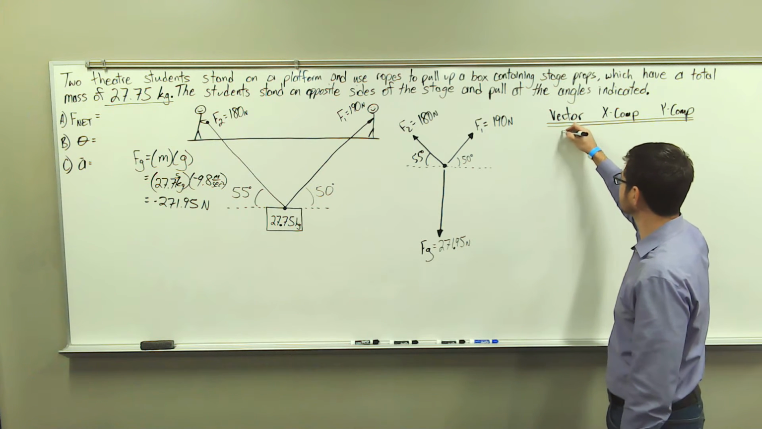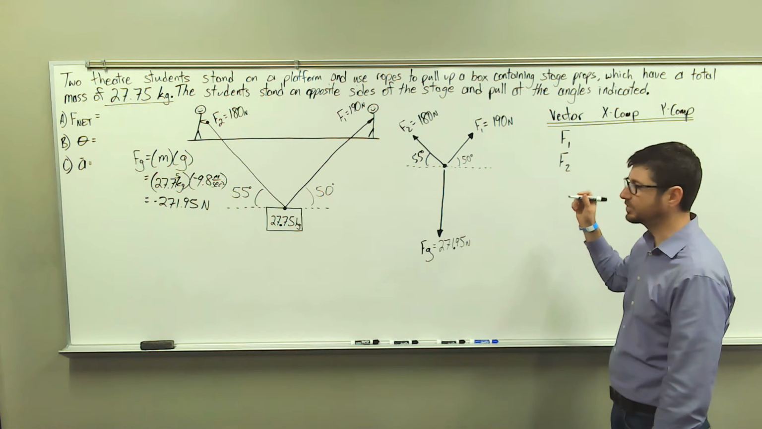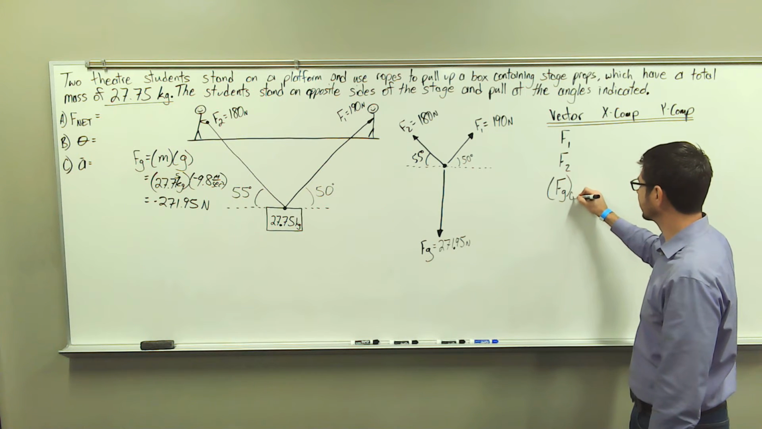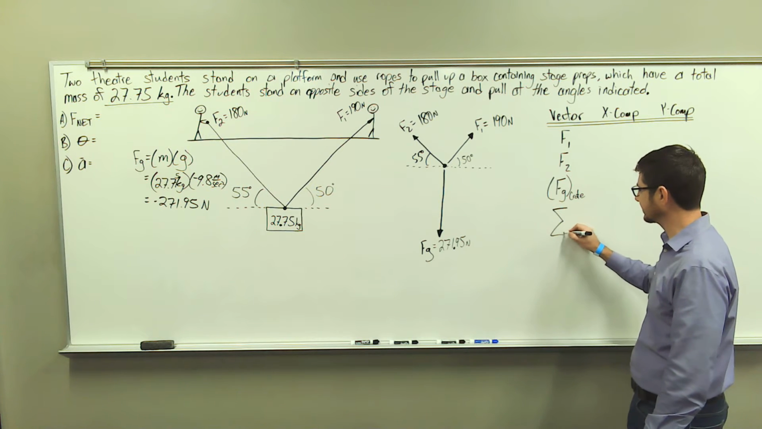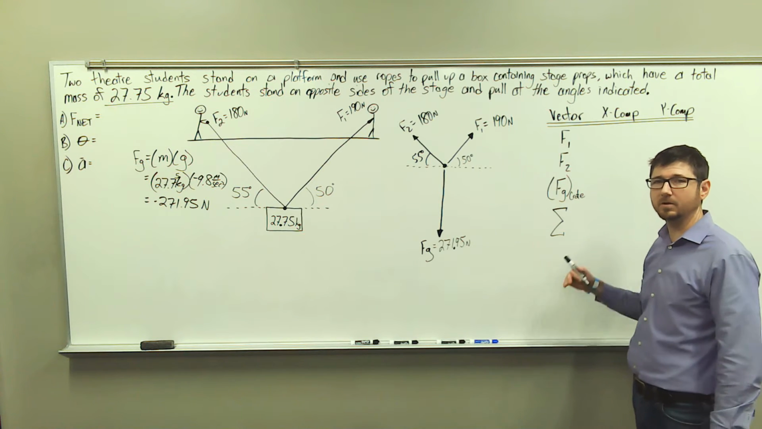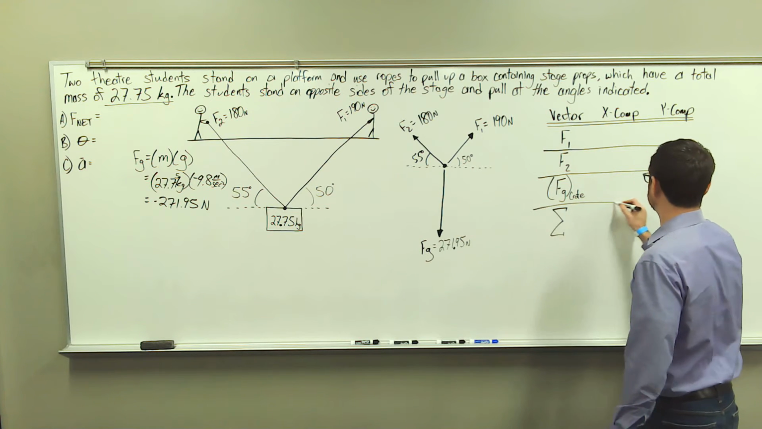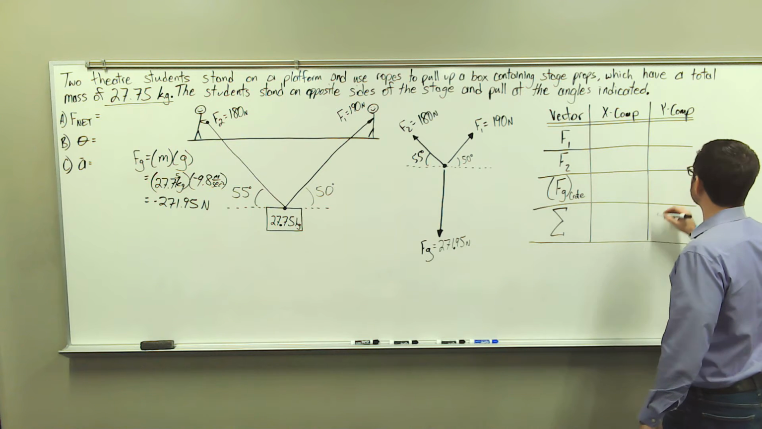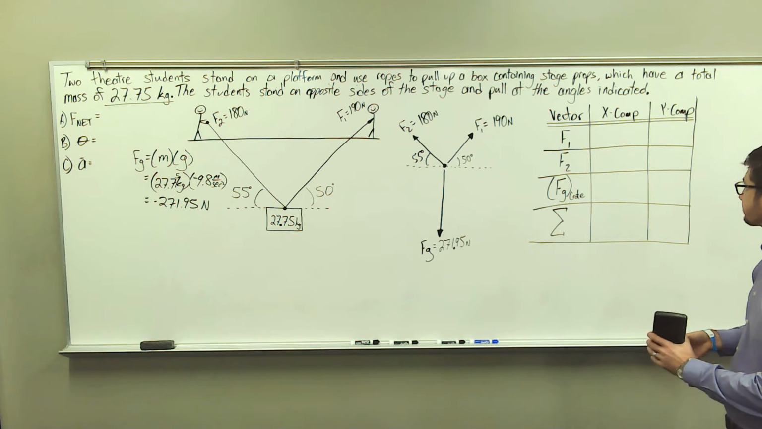So vector 1 is going to be force 1, vector 2 is force 2, and vector 3 is going to be the weight force of the crate. Okay? And we also need sigma, the sum of. This is going to be our final row because we are going to sum all of our components. Okay, so there we have our table there.